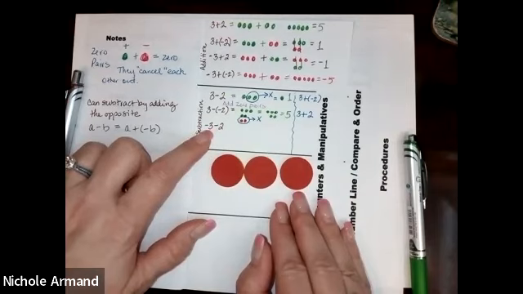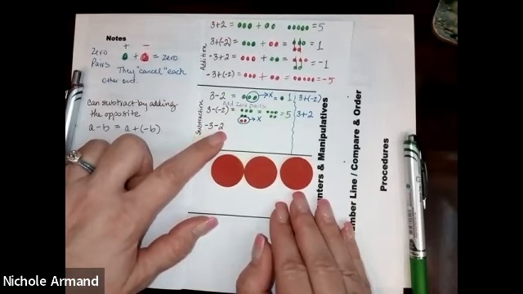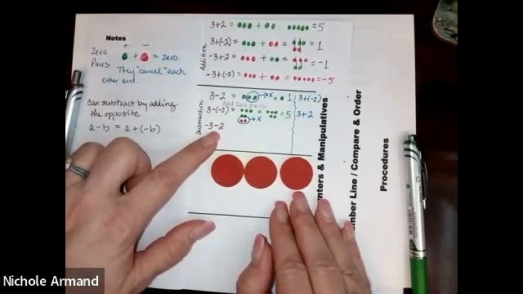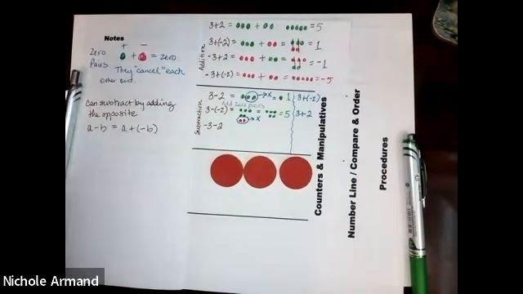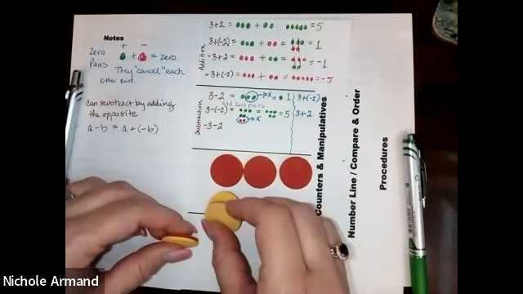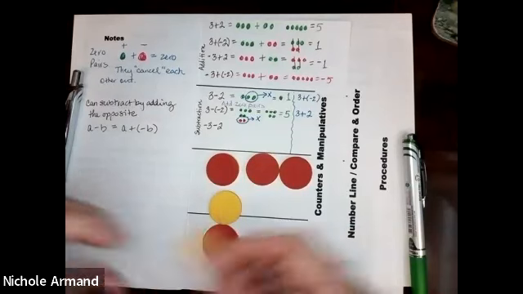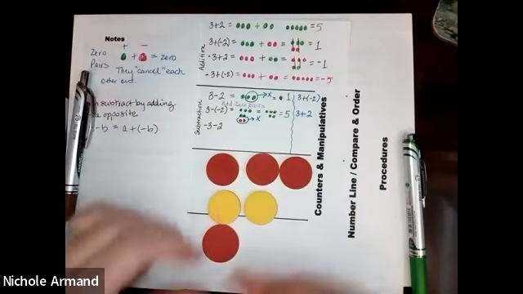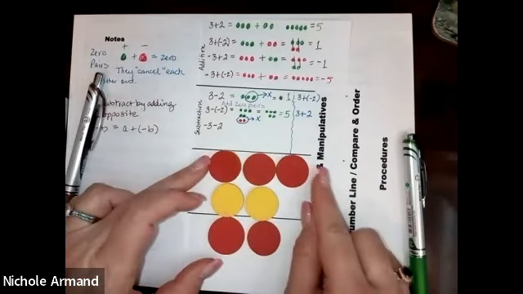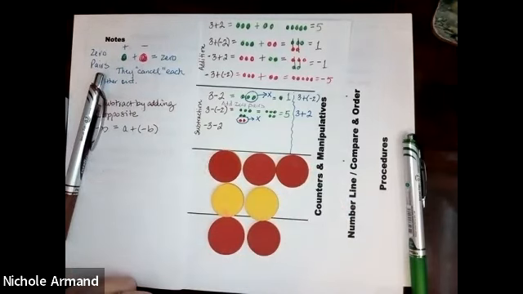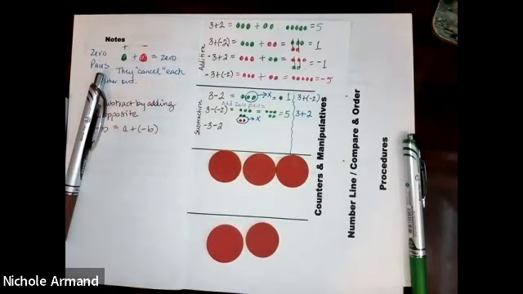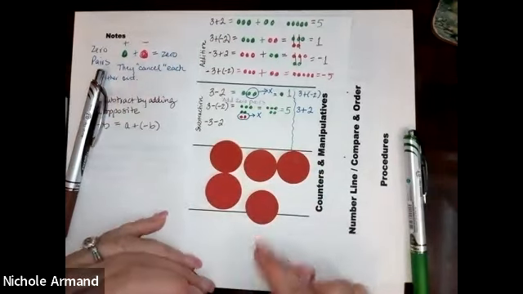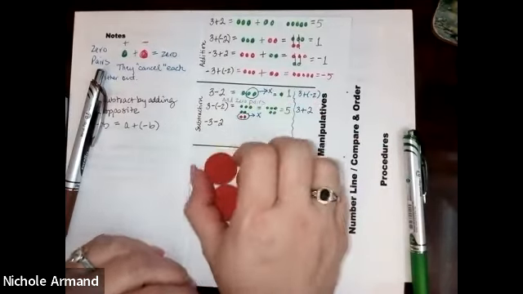So -3 counters, and I want to take away 2 positive counters, which I cannot do because I don't have any positive counters in my set here. So I'm going to add some 0 pairs. And now I can remove 2 positive counters, 1, 2, and that leaves me with 1, 2, 3, 4, 5 negative counters. Okay, so let's draw that in.